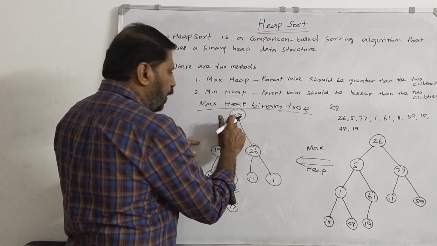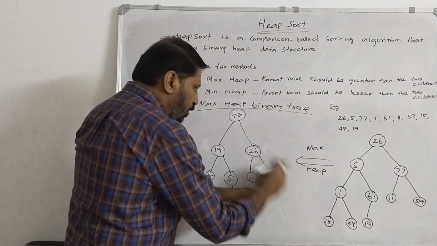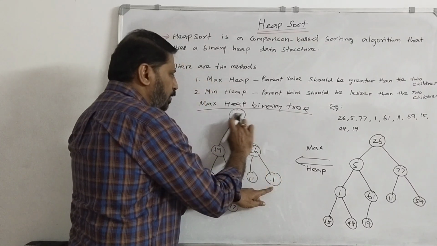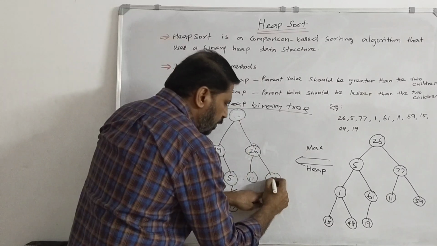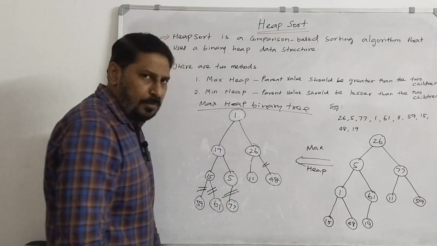After that what we do, 48 is the next greater value. What is the next node? The next node is this node. So 48 comes here. 1 goes again into the root. So 48 and 1. This time this node is also eliminated.